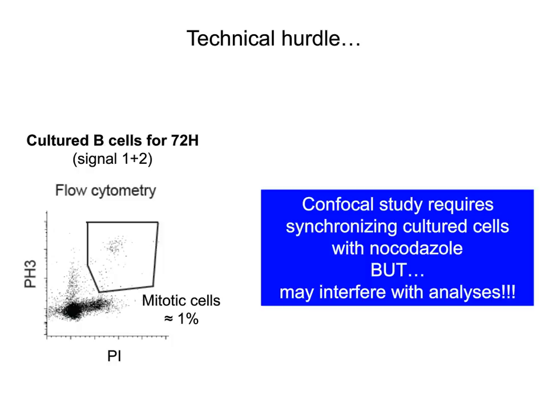The problem is if you want to study the distribution of fluorescence in these mitotic cells, you need to analyze them by confocal. And this is when the trouble starts because you really look for a needle in the haystack. Of course, you can increase the percentage of mitotic cells by using nocodazole, for example. But because this drug is synchronizing the cells by interacting with microtubule networks, you may actually interfere with the very process you are trying to analyze.